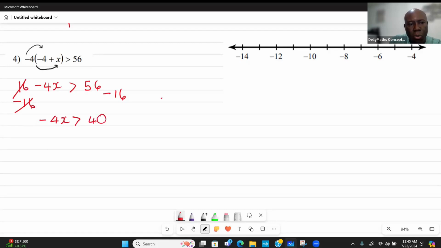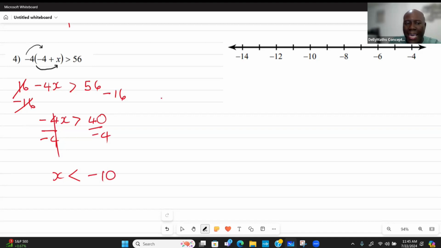Then lastly, what I'm going to do is I'm going to divide by -4. Again, because I divide throughout by a negative number, my inequality sign will flip. So this greater than sign here will become less than. And then this is -10. So we have to pay attention to that. So my final response is that x is less than -10.